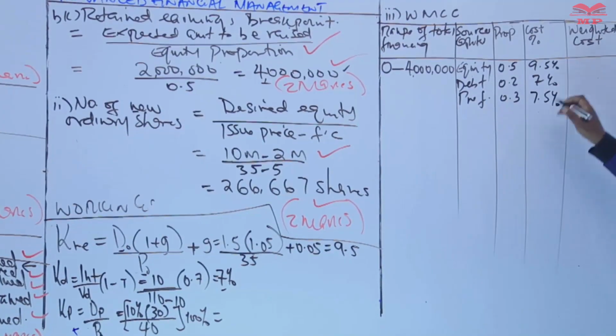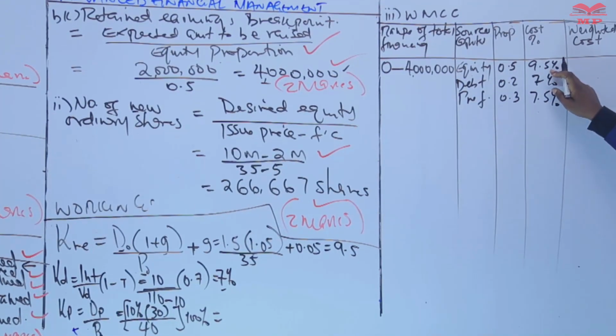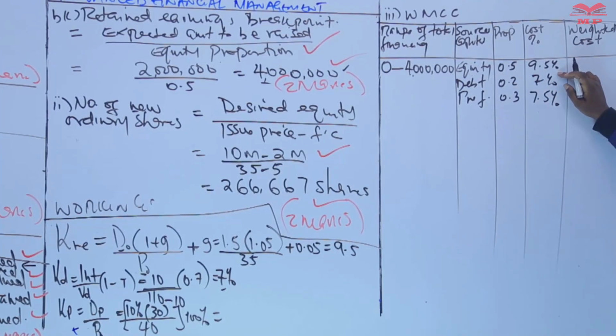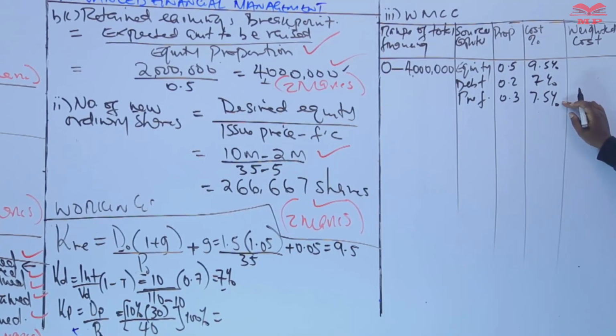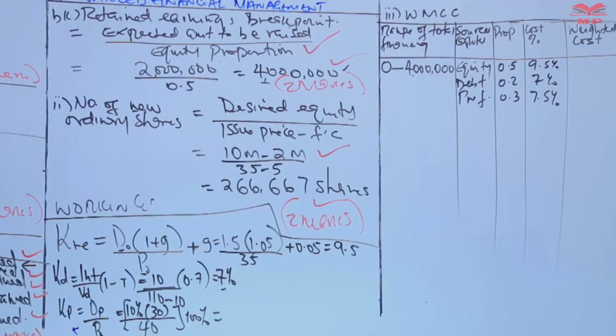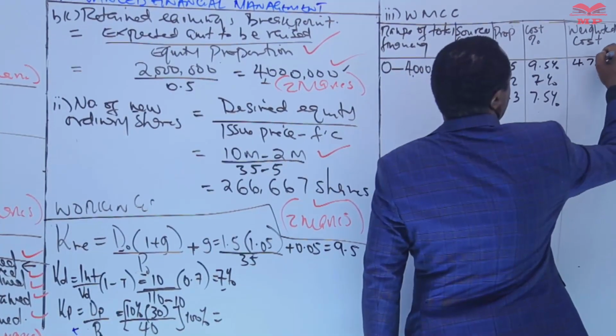That is the cost of each source. Now to calculate the weighted cost, you multiply the proportion by the specific cost. So what is 0.5 times 9.5%? What is 0.2 times 7%? What is 0.3 times 7.5%? Kevin says 4.75%.